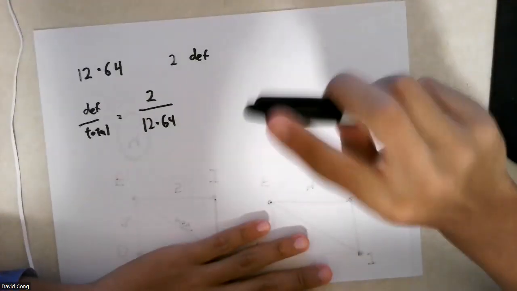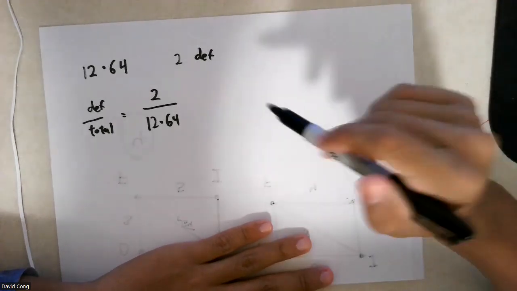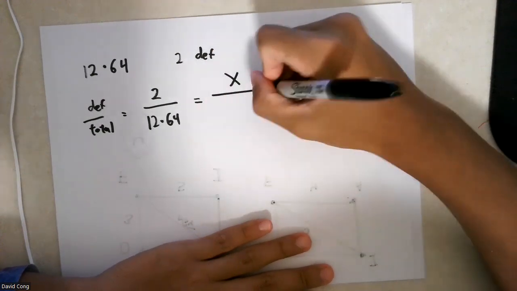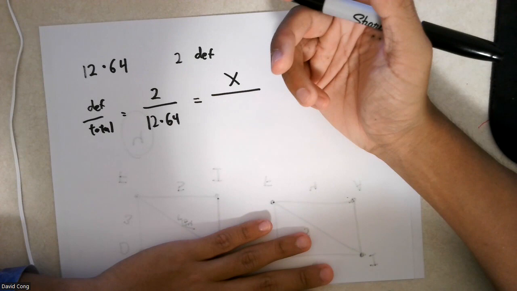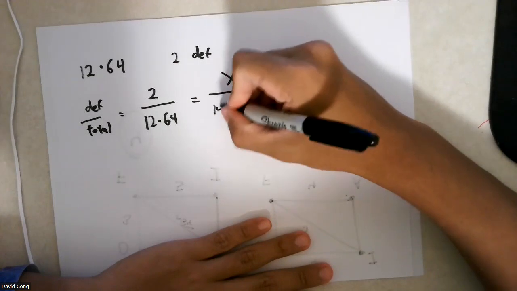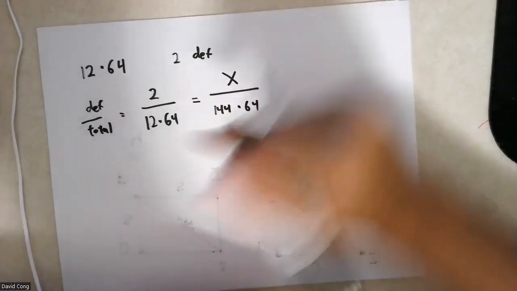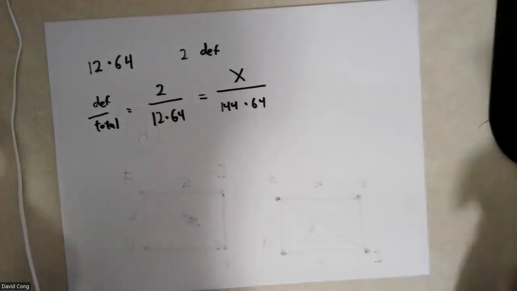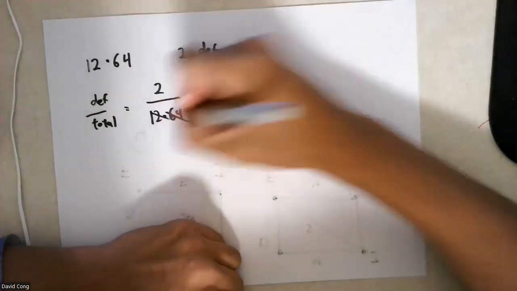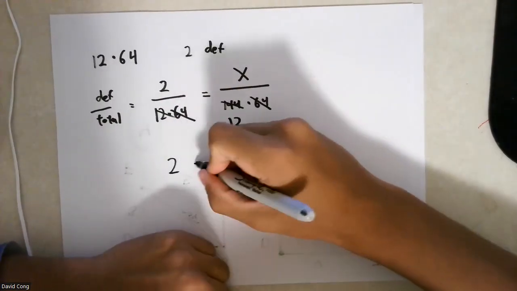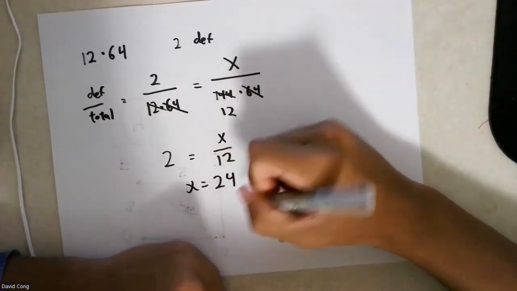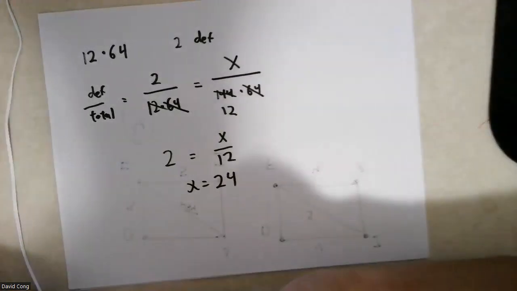But what do they tell us? The rate for the entire box is the same. So that means in total, we should expect X defective calculators, and we have 144 times 64 as a total. So this ratio must be the same. It's another ratio. But what can we see? These cancel out, these cancel out, and you just have a 12. So you have 2 equals x over 12. What does this tell us? X equals 24. We expect 24 defective calculators.